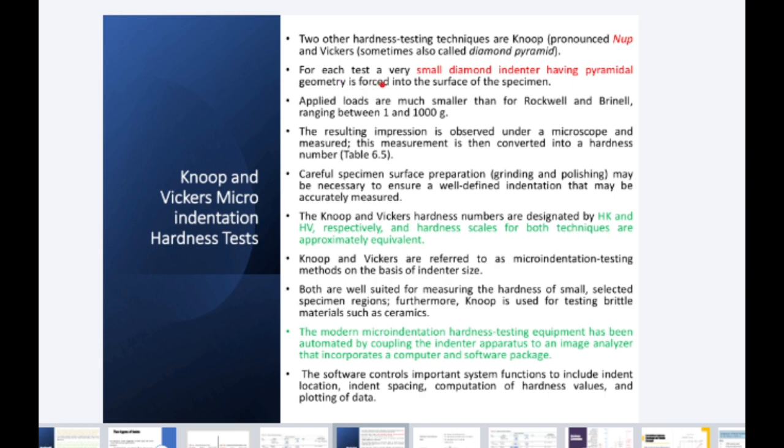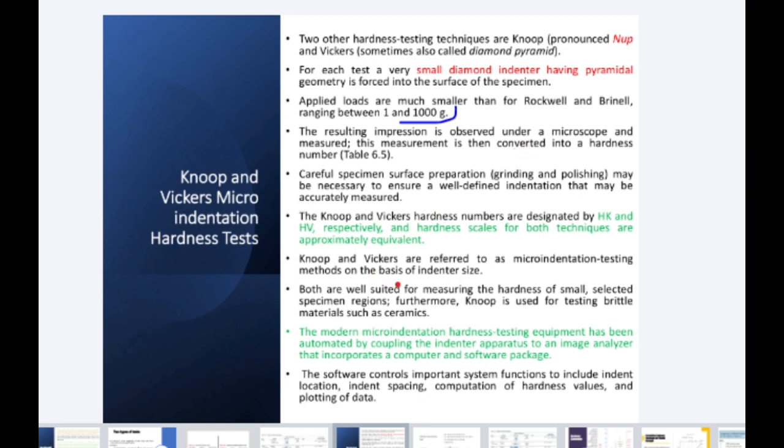For each test, a very small diamond indenter having a pyramidal geometry is forced into the surface of the specimen, right? So this I already explained to you. We have a small diamond indenter, and we will force it into the surface of the specimen. So the applied load is much smaller as compared to the Rockwell and Brinell. It is like from 1 to 1,000 gram. Here it is gram, right? Not kilogram. So the resulting impression is observed under the microscope.